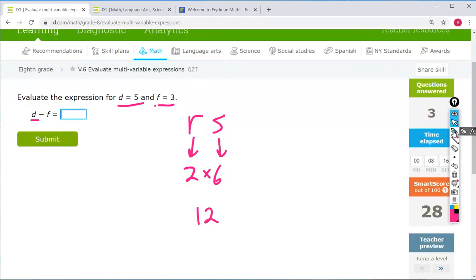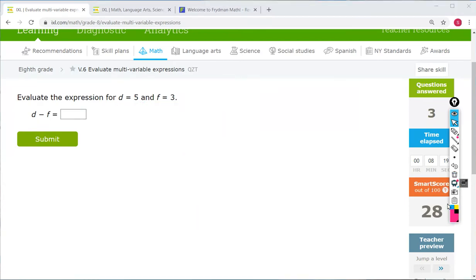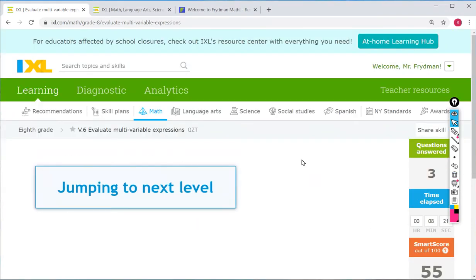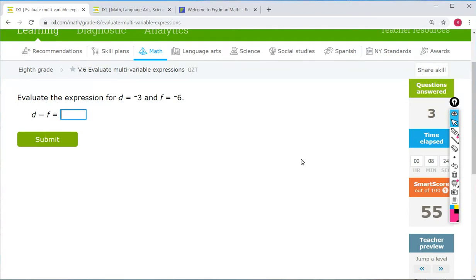All right, I think I'm going to skip to the next level. Let's see if it gives us some harder ones here. Okay, so here's a tougher one.